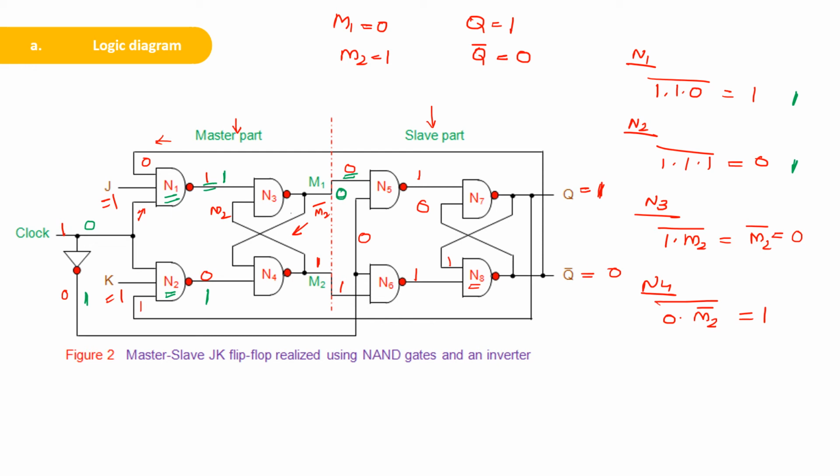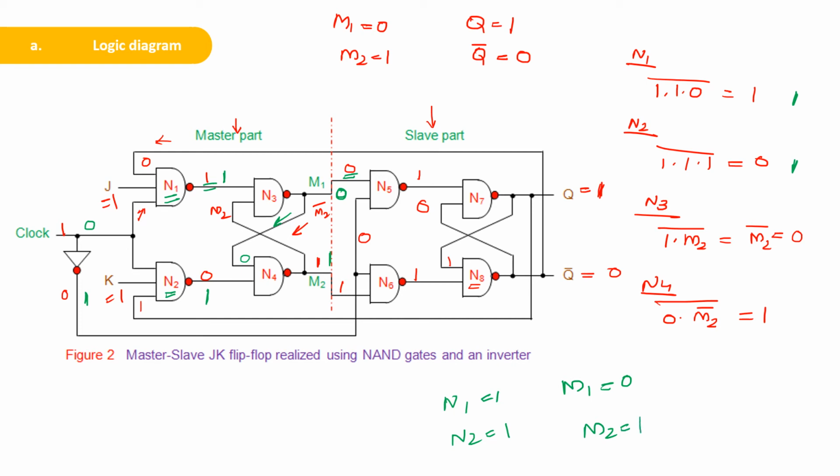This 0 is getting fed back as the input of N4, so the output will be 0 dot 0, its complement, which is equal to 1. That means M1 will be equal to 0: N1 output is 1, N2 output is 1, M1 output is 0, M2 output is 1.